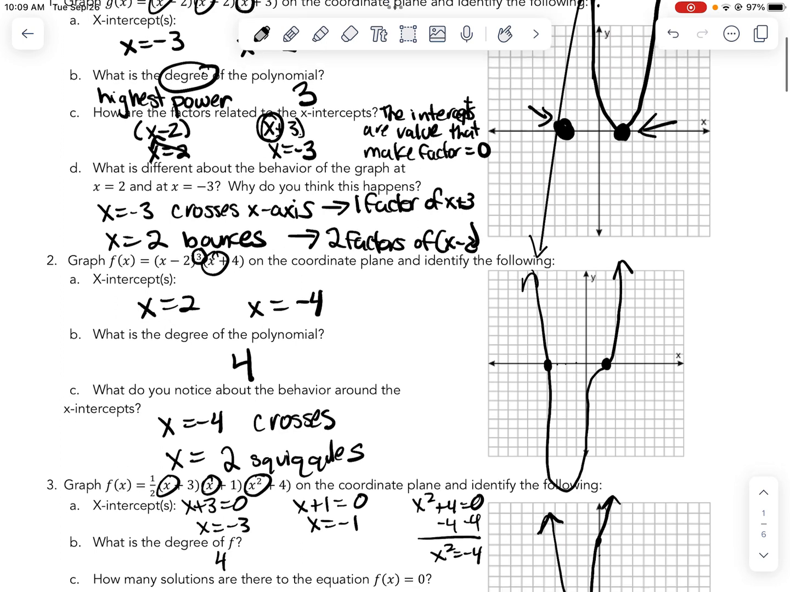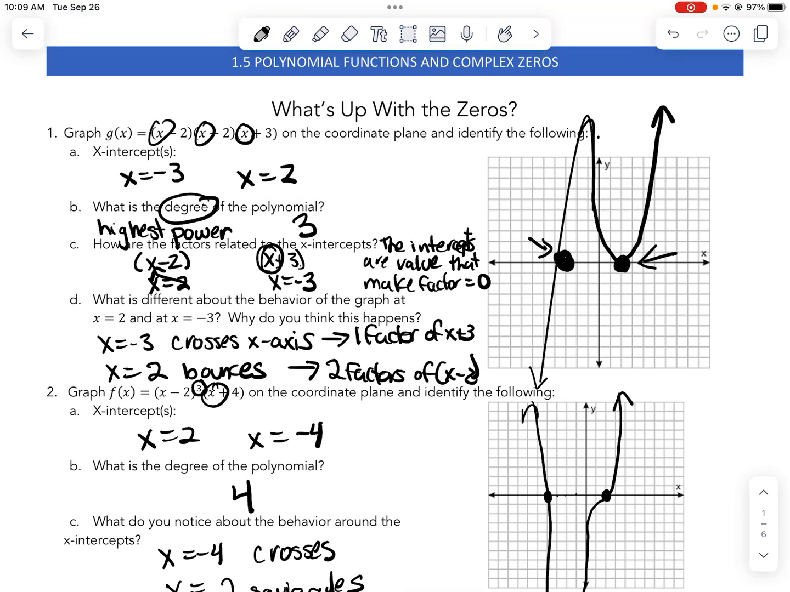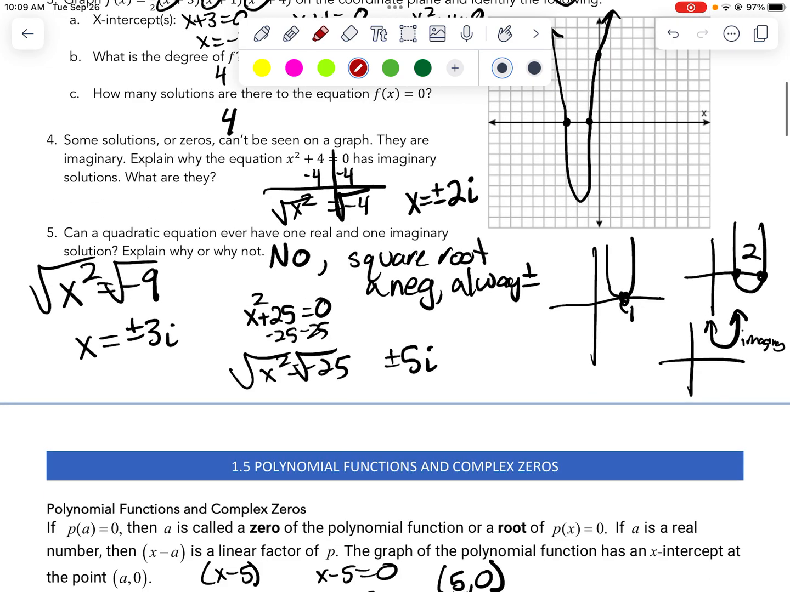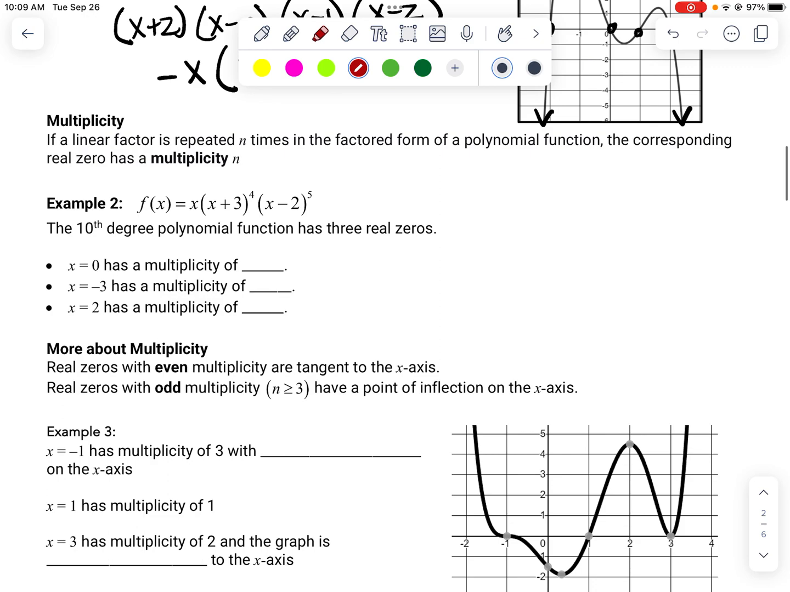Now multiplicity. Back up here we talked about how this first one had 2 x minus 2 factors and it bounced. This one had to the power of 3 right here, and it did this weird squiggle. And then if it had just a single factor, it just crossed through. That's what is called the multiplicity.